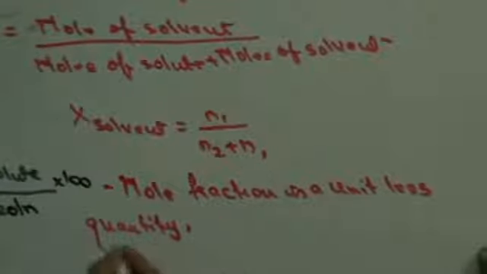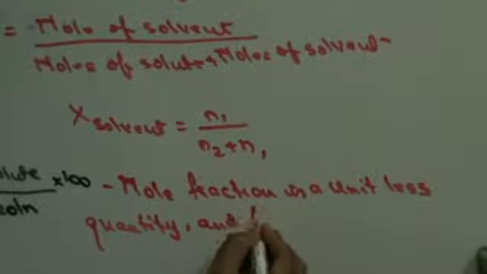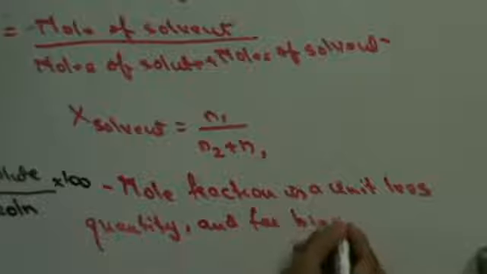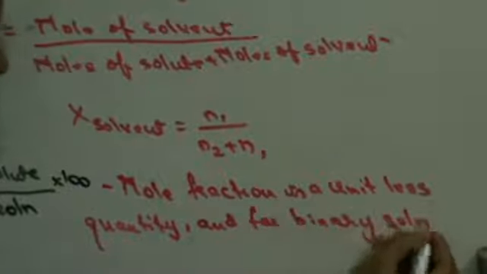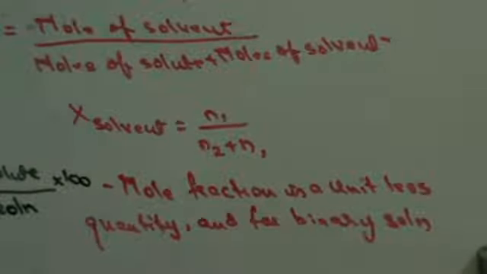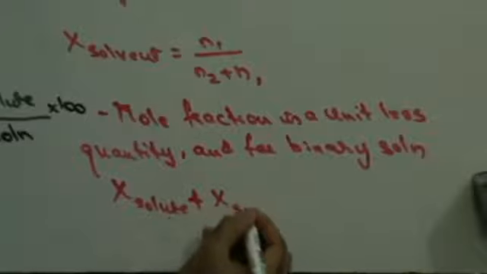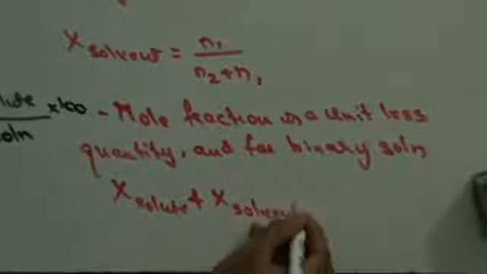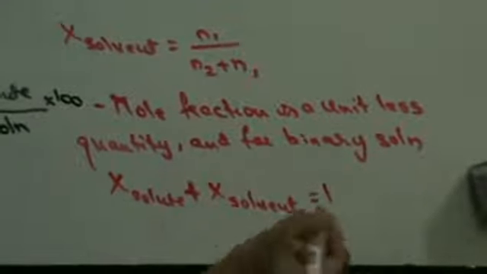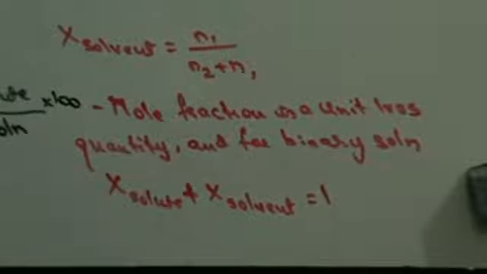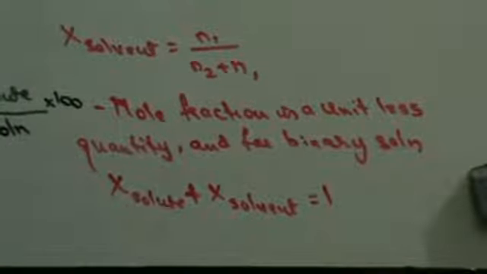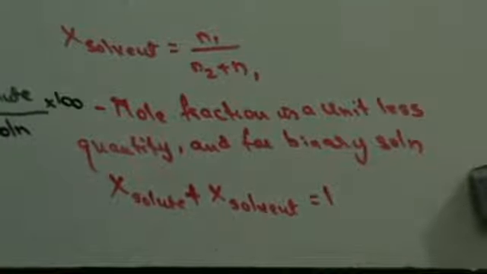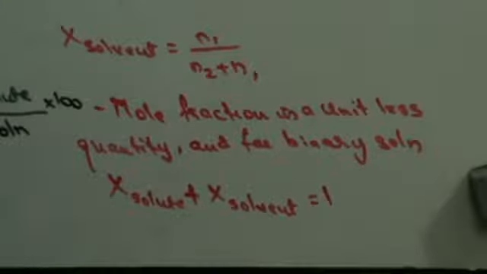And for binary solutions, what do I understand by binary solution? A solution that has only one solute and one solvent. Mole fraction of the solute plus mole fraction of solvent, what should it be equal to? One. Right? So for a binary solution, mole fraction of the solute plus mole fraction of the solvent will be one. Let's try to understand this concept more clearly with the help of a numerical.